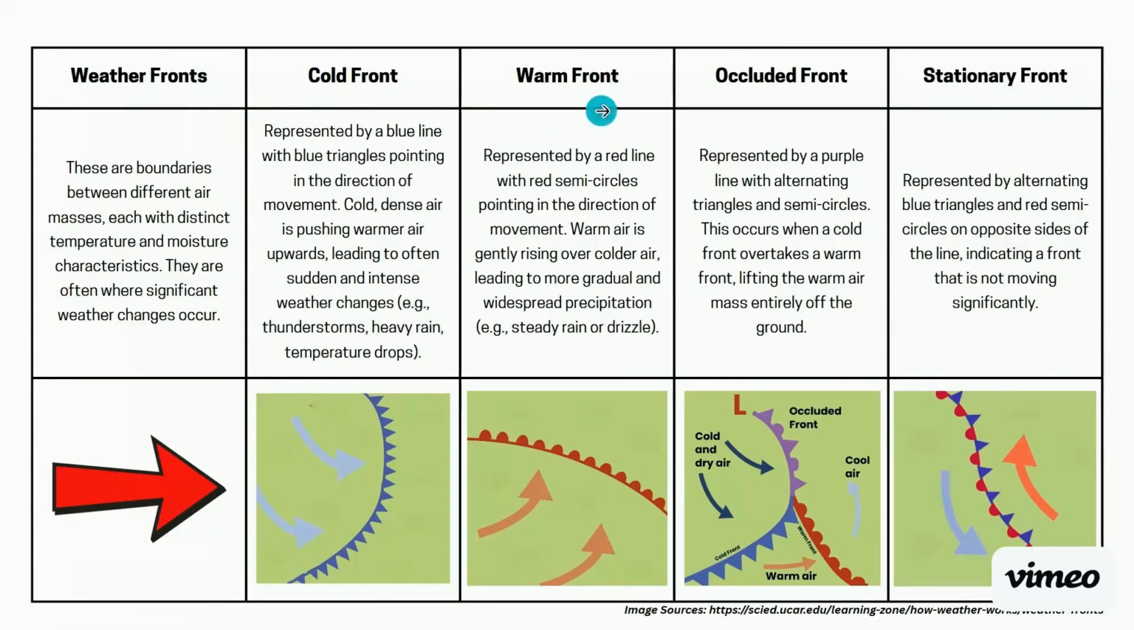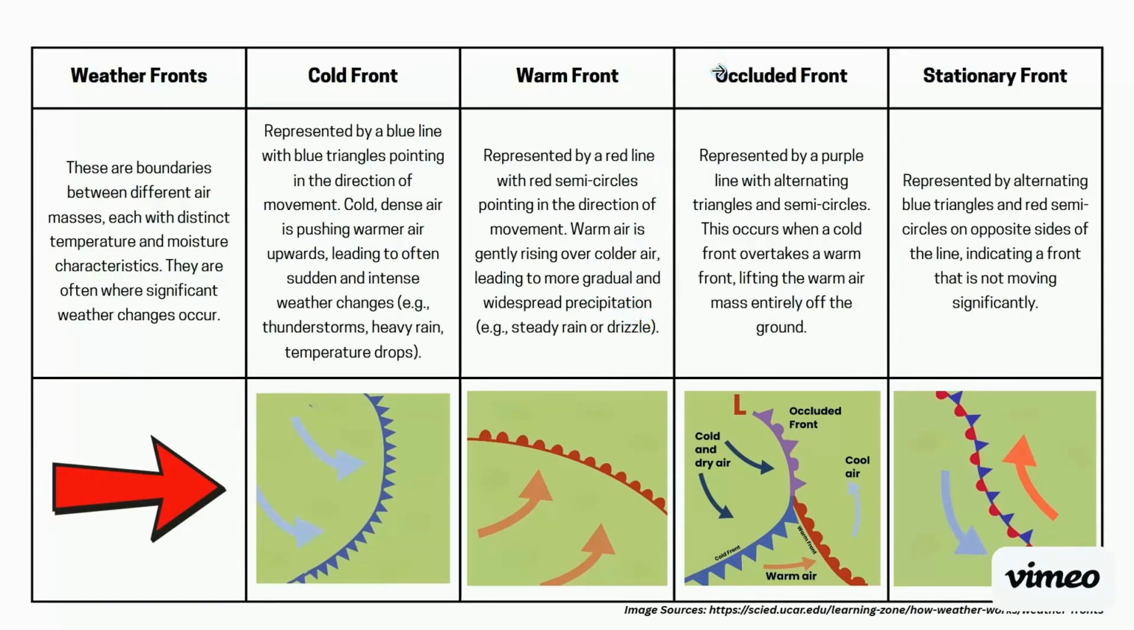A warm front is represented by a red line with red semicircles pointing in the direction in which it moves. So warm air is gently rising over the colder air, leading to more gradual and widespread precipitation, or a steady rain or a drizzle, or just warmer temperatures.